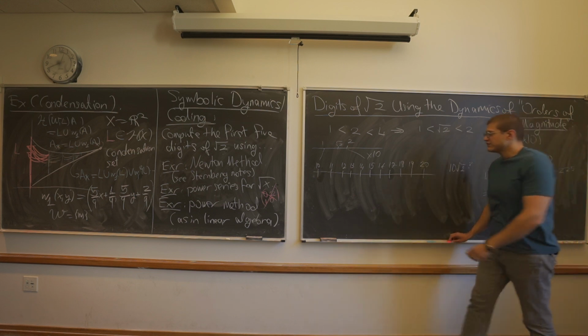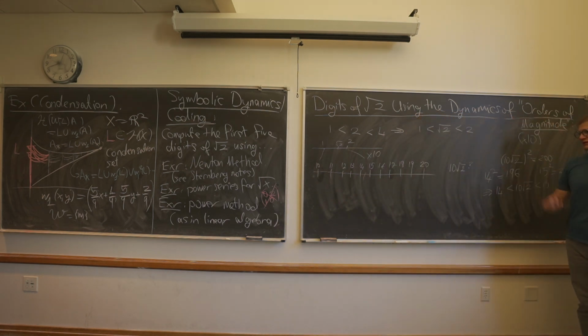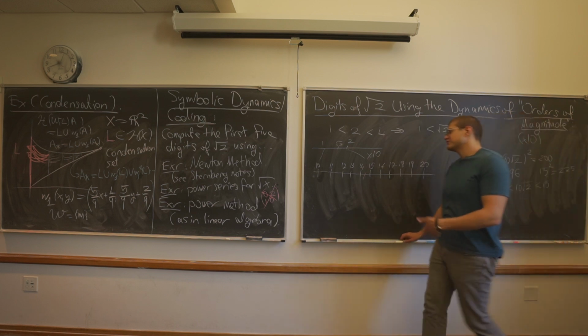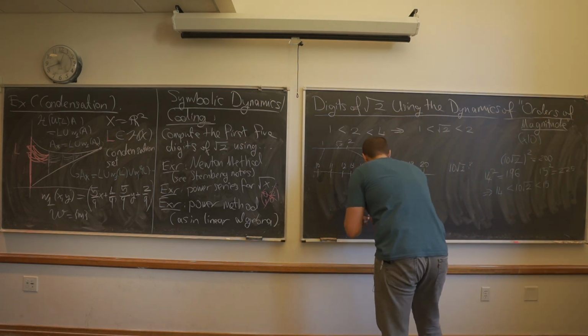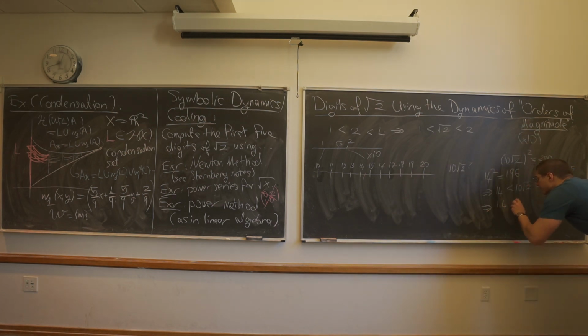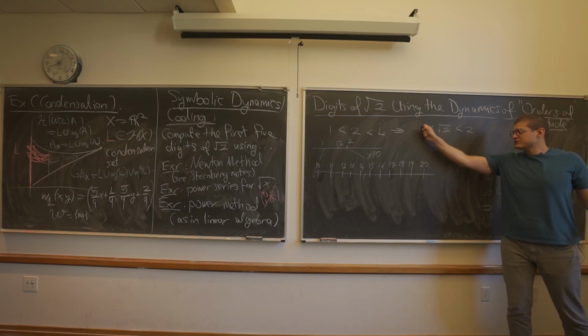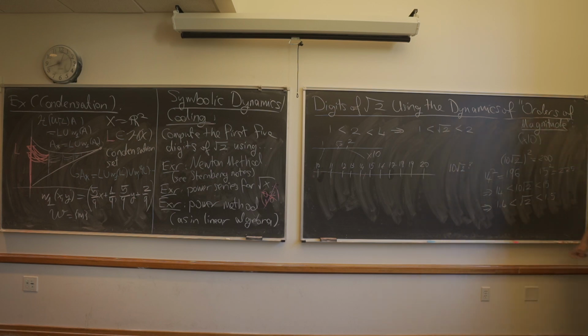Okay, so that means that it is somewhere here. Well, if 10 times root 2 is somewhere between 14 and 15, that means that root 2 has to be somewhere between 1.4 and 1.5. Okay, so here, at the end of this step, I was able to see that the first digit has to be 1. Now I can also see that the second digit has to be 4. And I can keep going like this.